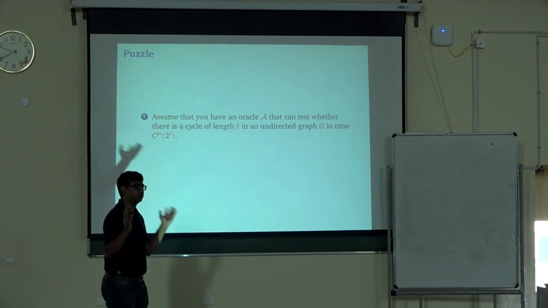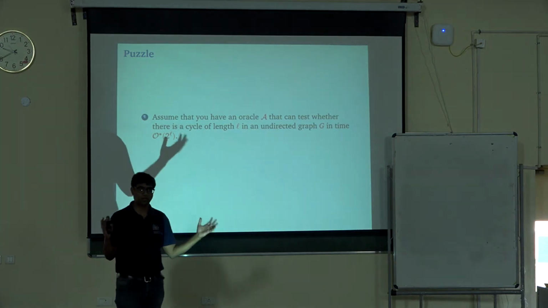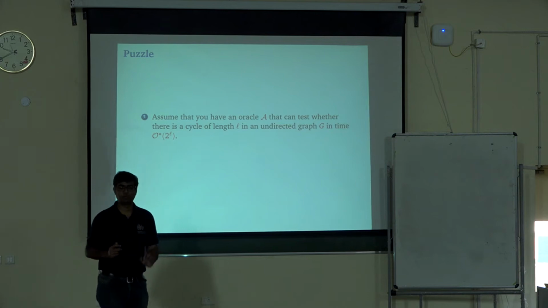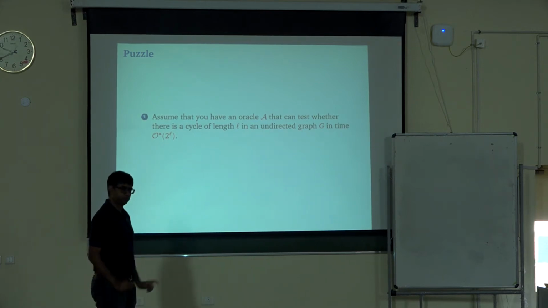Okay? So here's a puzzle for you. If you get bored in my lecture, here's what you can think of. Suppose you have an oracle who can do the following job for you. If you ask it, does there exist a cycle of length exactly L, in an undirected graph? You can do it in 2 power n. So did you get my question?